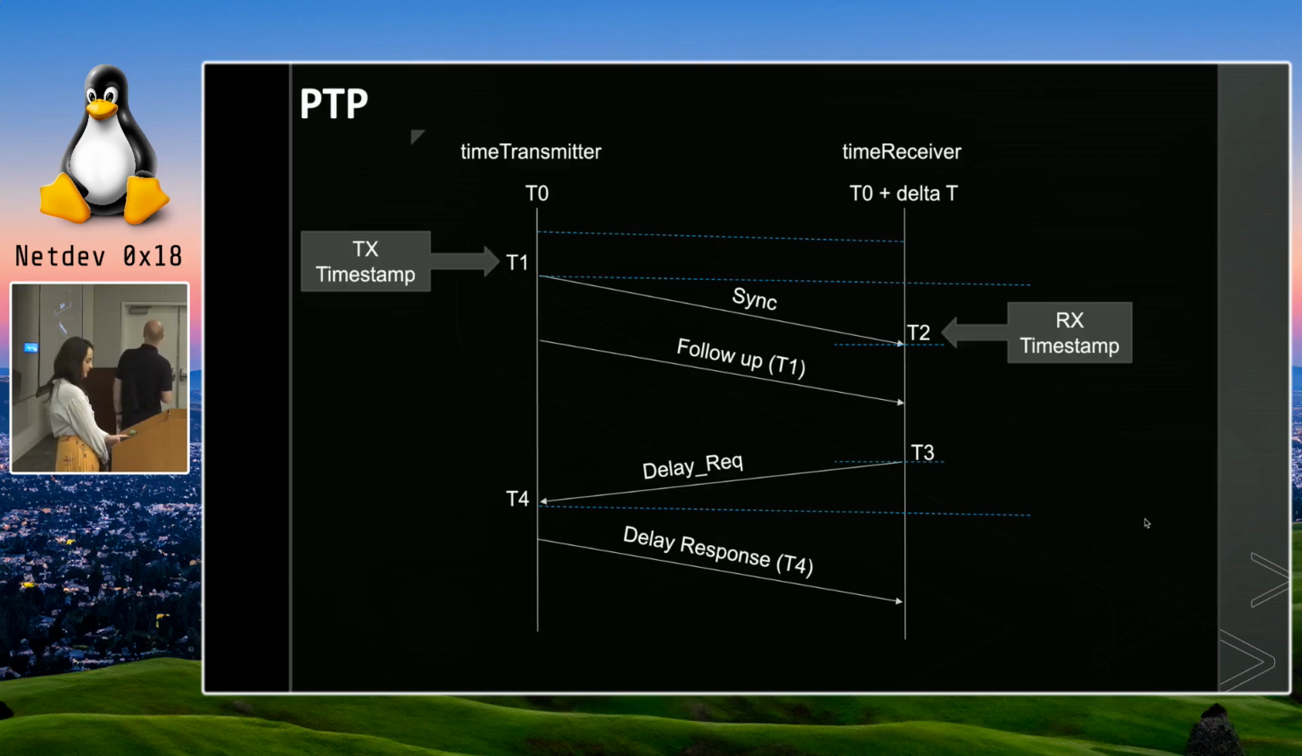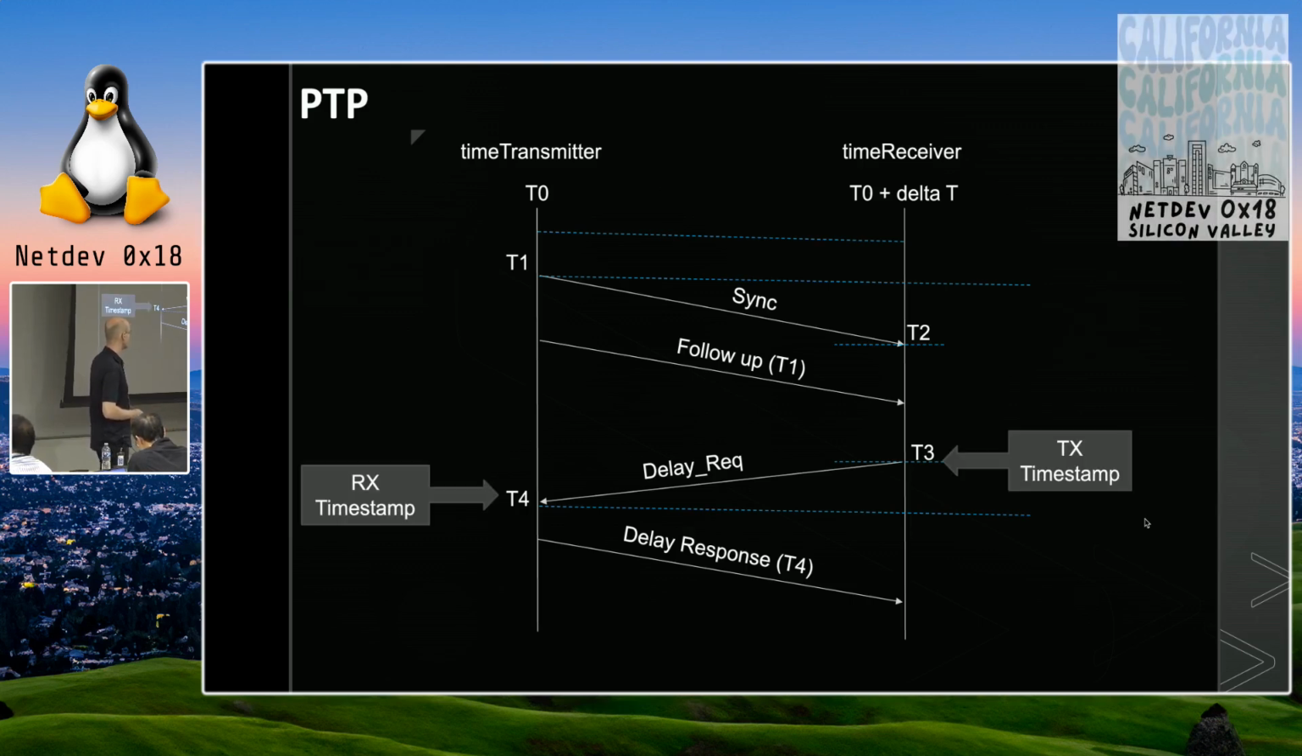This will be our transmit timestamp on the time transmitter and the receive timestamp on the receiver. Then there will be a follow-up message that will contain the T1 timestamp connected to the sync message. And to get the path delay, we will also need to send the delay request and get the delay response. In this case, this will be our transmit timestamp from the time receiver, and this will be our receive timestamp on the time transmitter side.